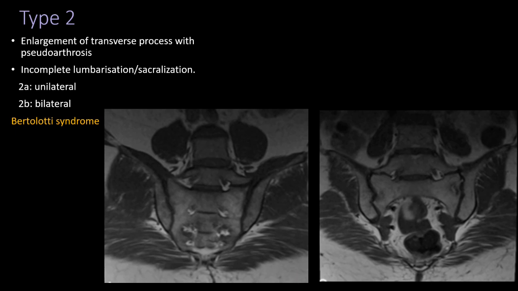Also, if in these patients there is associated low back ache seen, this condition is called Bertolotti syndrome, which is seen in subtype 2A and 4. The cause of pain is attributed to lack of symmetry in these types of vertebrae.